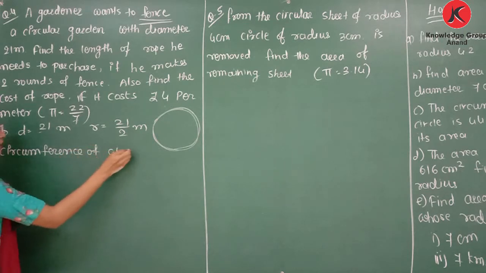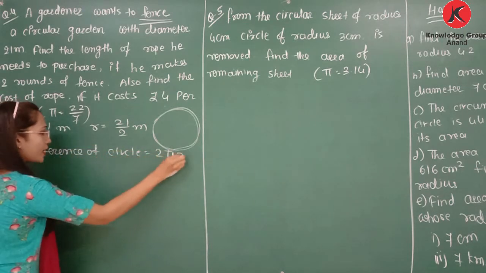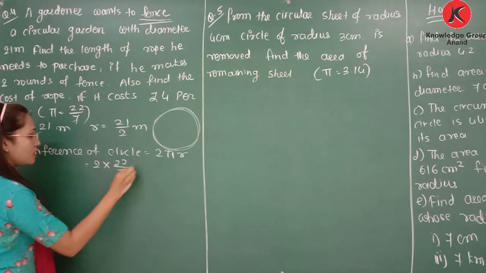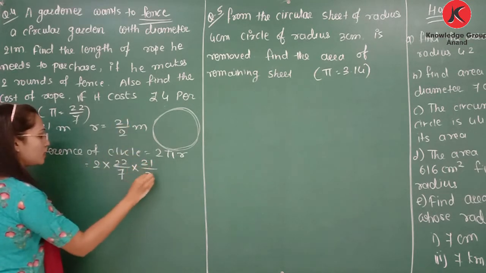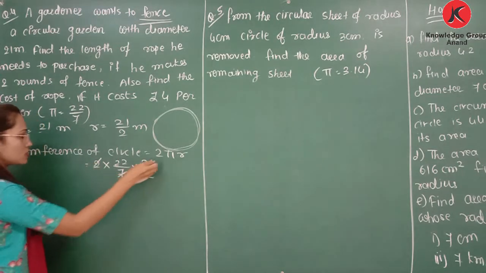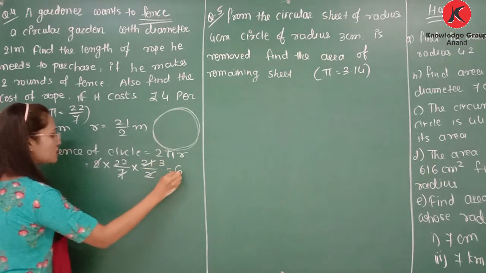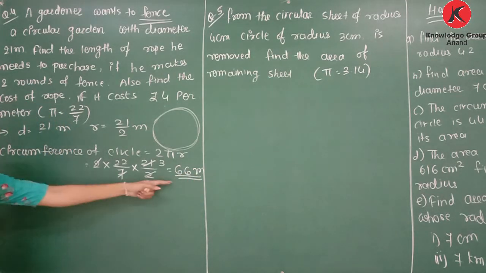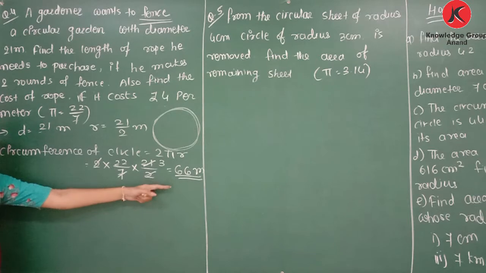Now circumference of circle, that is 2 pi r. So 2 pi is 22/7, radius is 21/2. So here we can cancel out this. So it is 66 meter. Circumference is what? 66 meter. Means we need to cover 66 meter.